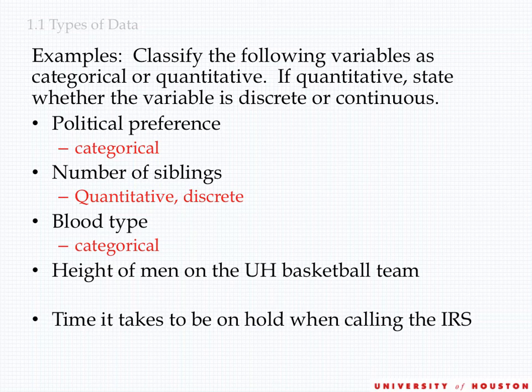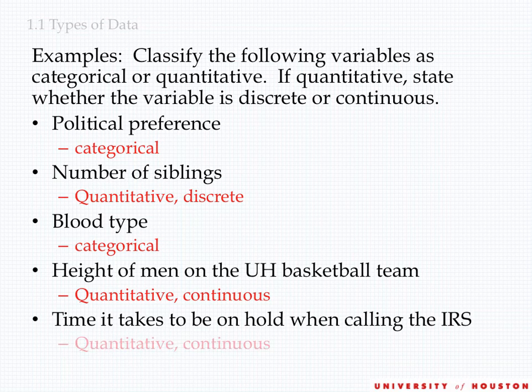Height of men on the University of Houston basketball team would be quantitative and continuous. It is continuous because it can take on any value within a particular interval. For example, we can say that someone would be 6 feet tall and the next person could be 6 feet 1 inch or 6 feet half an inch, etc. The time it takes to be on hold when calling the IRS is quantitative and continuous.